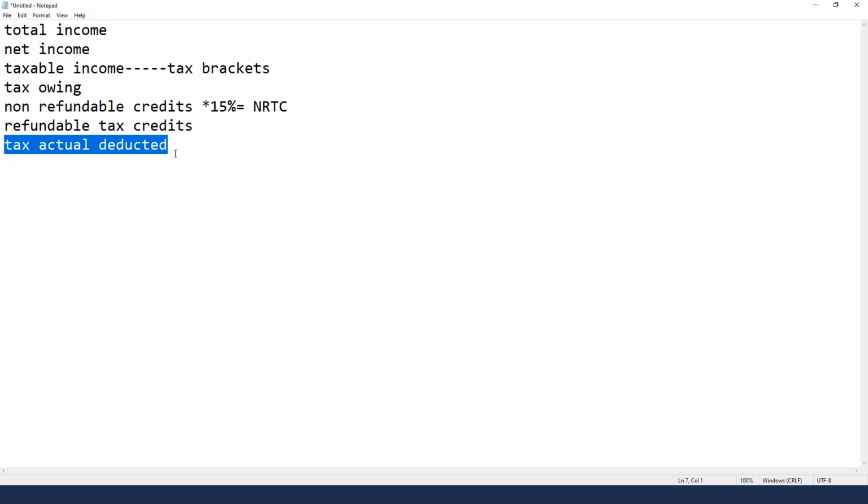Where do you get this amount? This will be on box 22 on your T4. So that's if you're working, if you're employed. And then in that case, you would have a tax balance.